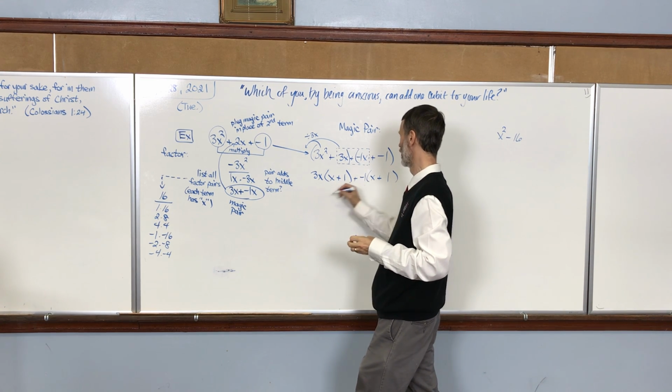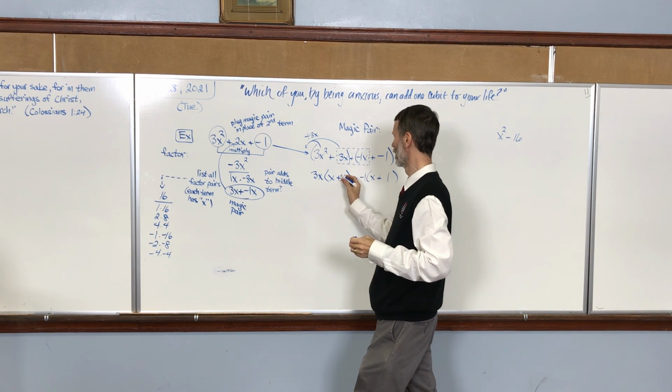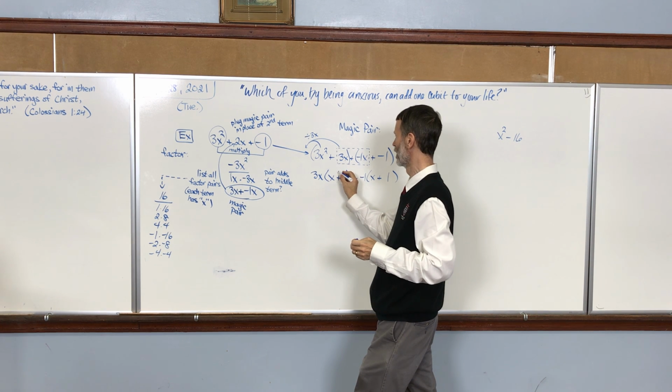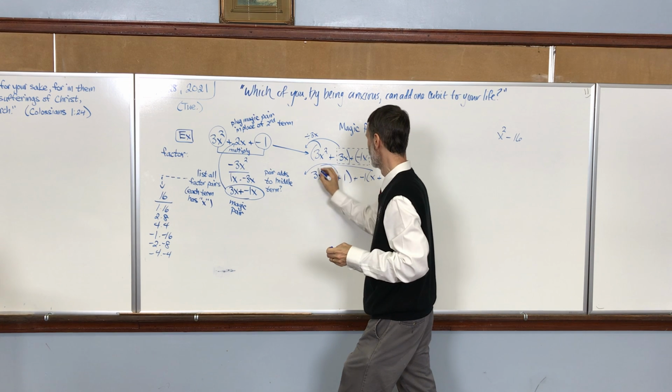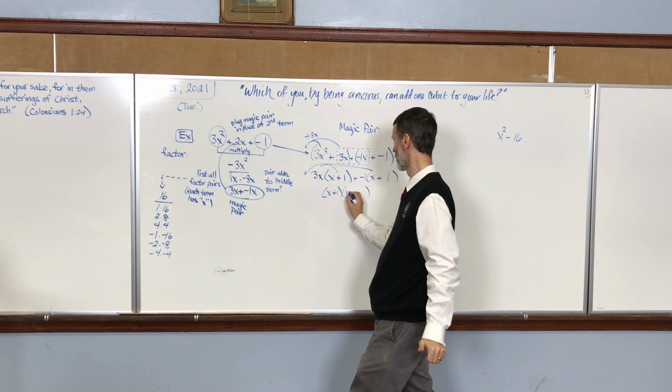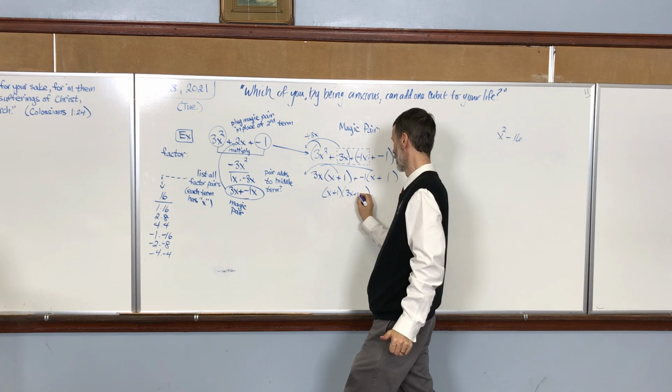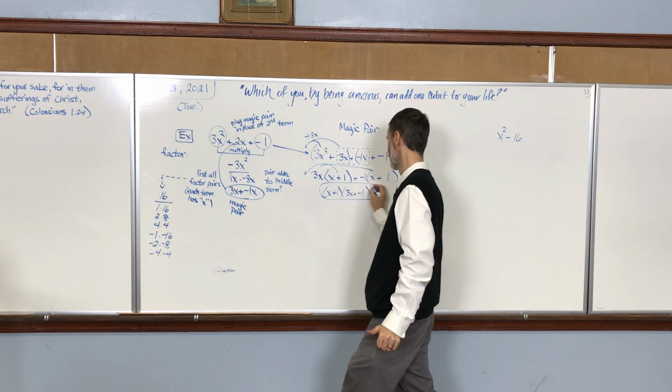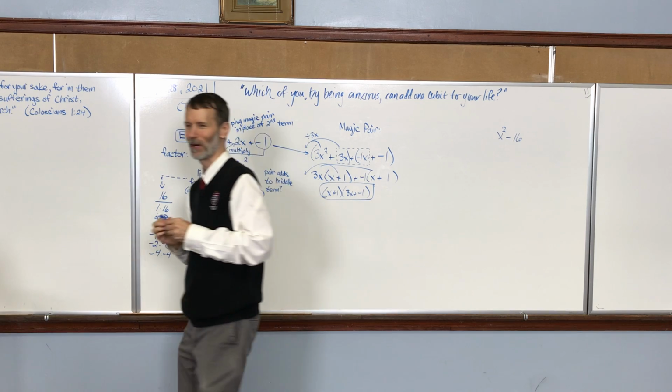What do you do with this pair? You make it x plus 1. Yep, pull it in front. So x plus 1 in front, and then give me a parentheses for the leftovers. 3x plus -1. You're done. That's factor by magic pair.